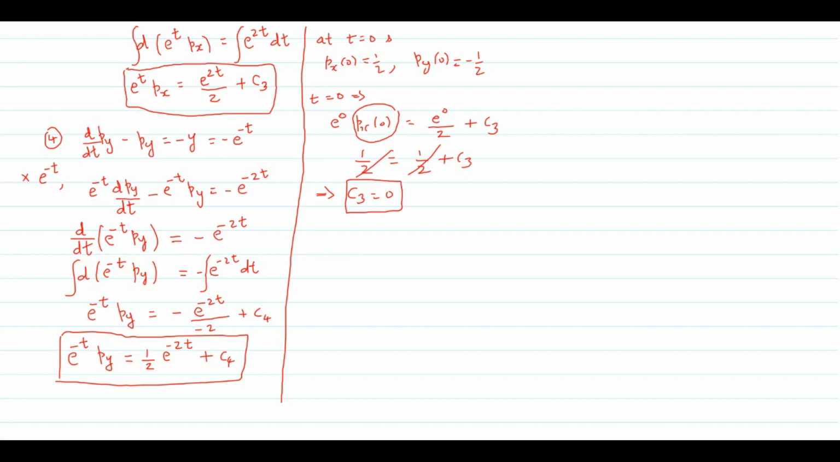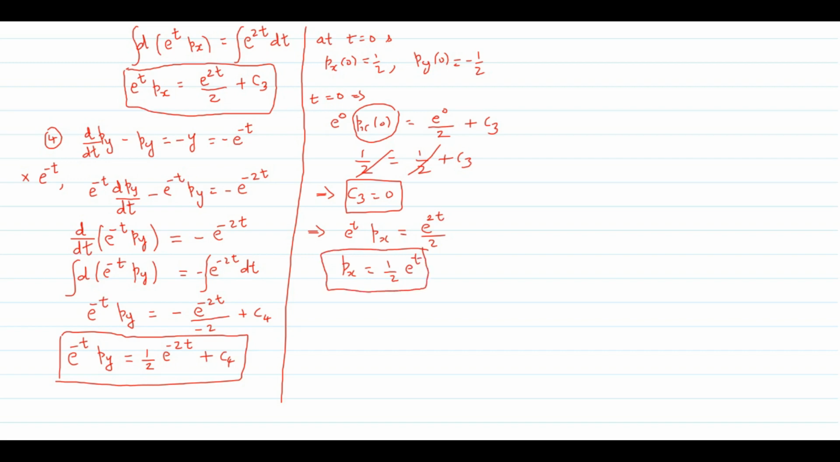c3 is equal to 0 implies e power t p x is equal to e power 2t by 2, plus c3 which is 0. So dividing by e power t, p x is equal to 1 by 2 e power t. So this is what you will get.